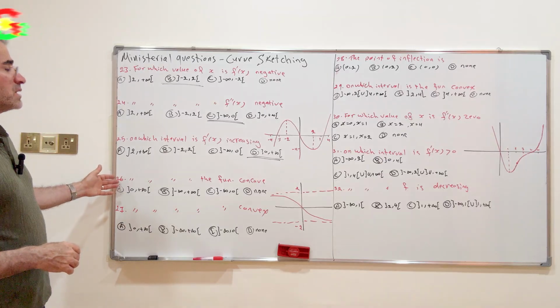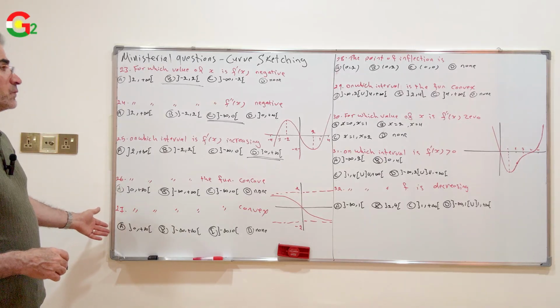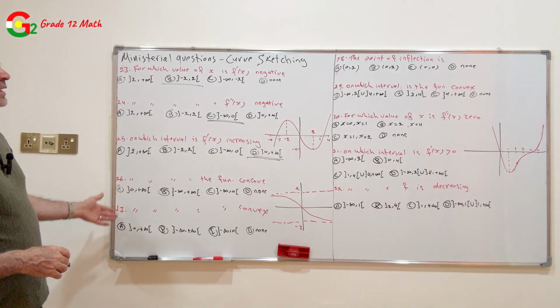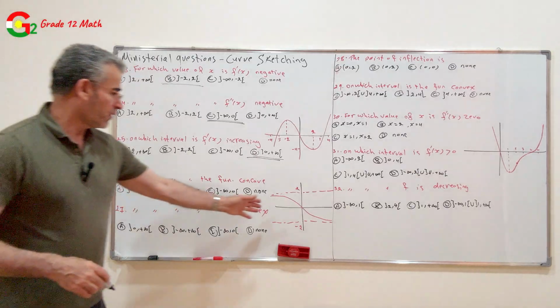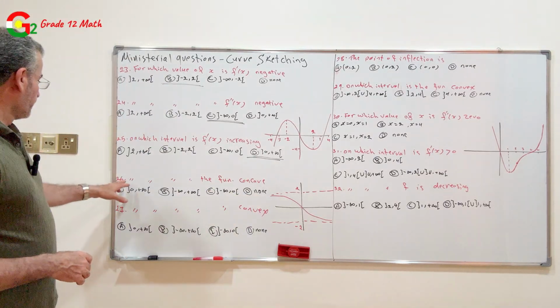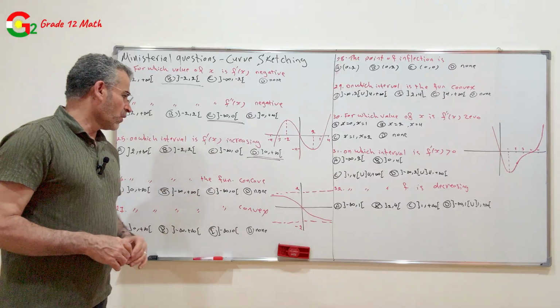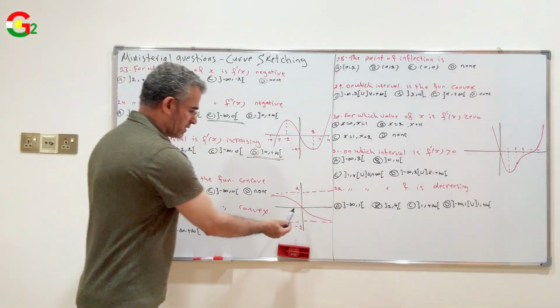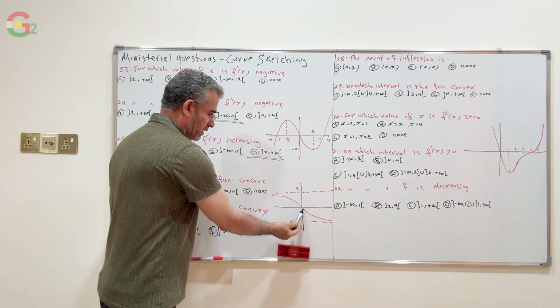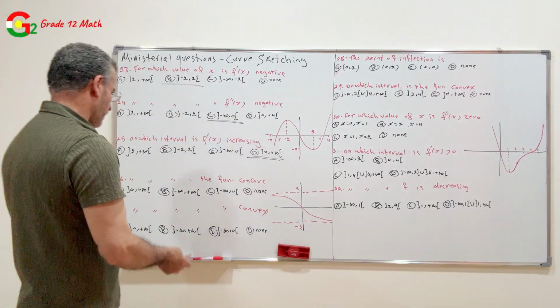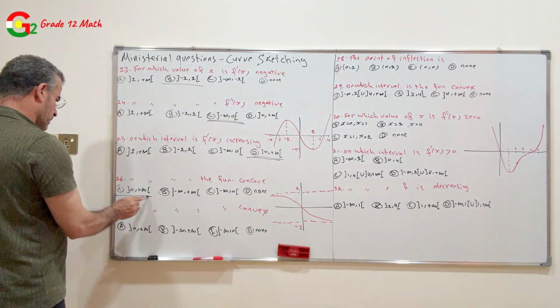Question number 26 to 29. Use the graph on the right to answer them. On which interval is the function concave? The function is concave, as you see, in the interval 0 to positive infinity. The right choice is A.